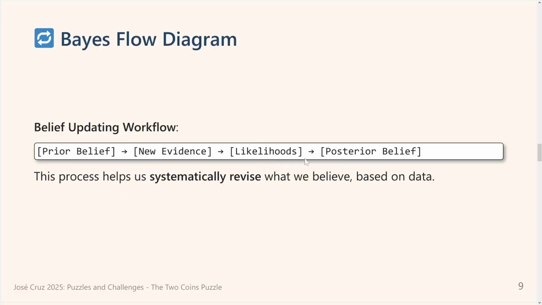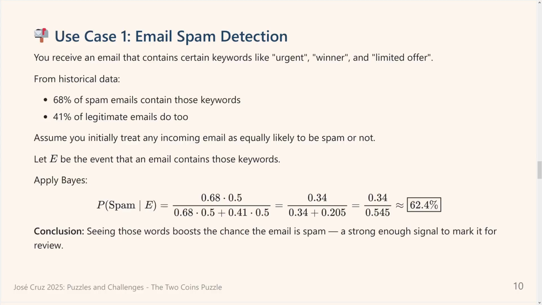Then you have the likelihoods, and then you have the posterior belief. After you calculate, you say, okay, now I believe in this value, this is the correct value. So this process helps us to systematically revise what we believe based on data. And this can be applied to software, even in our daily life. In some of the decisions we take, sometimes we don't use this approach because people run away a lot from mathematics, but it can be applied even to real-life things, and you will see some of them.